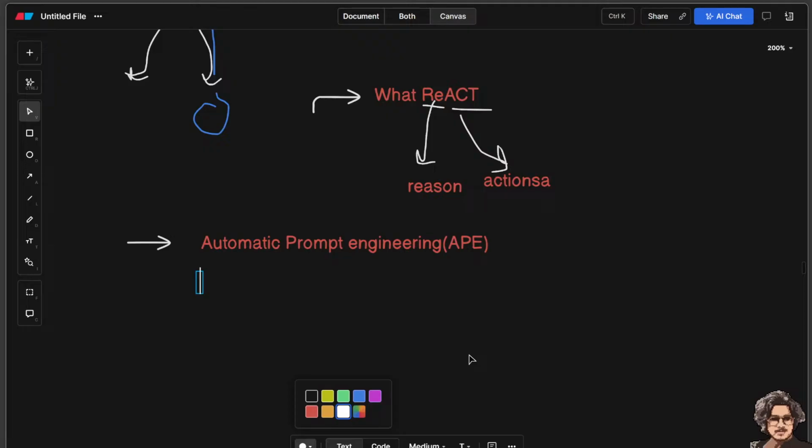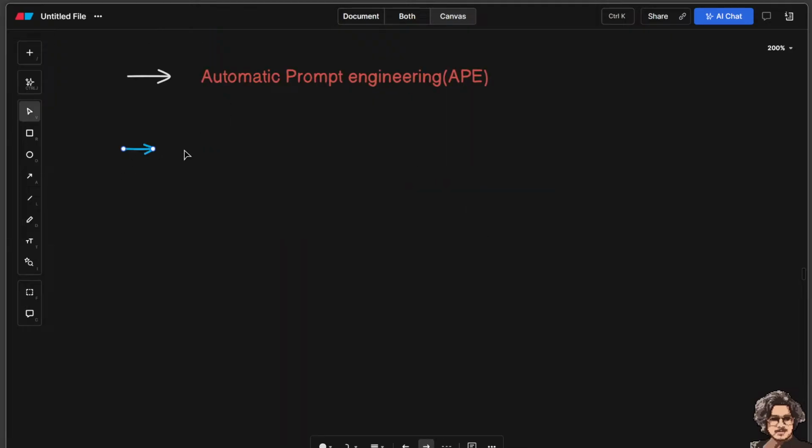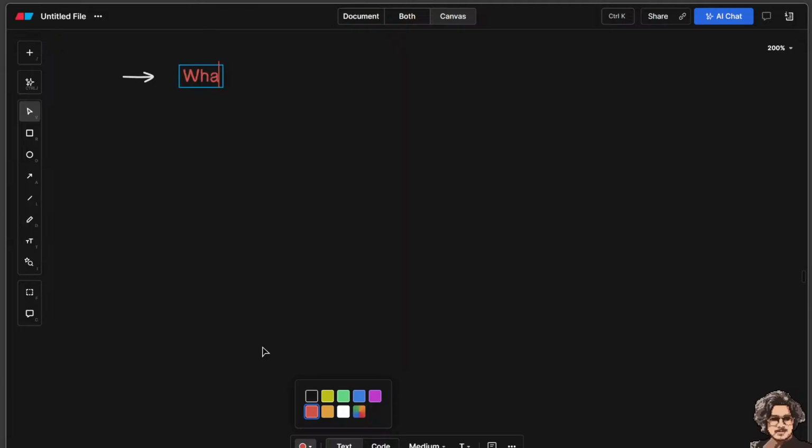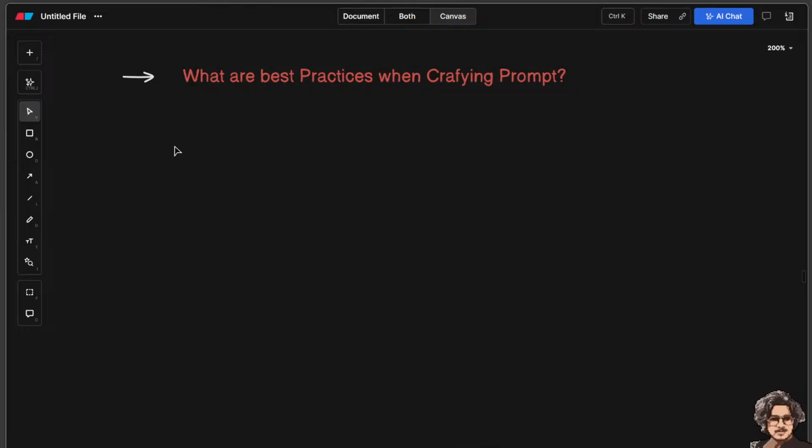One more thing, the most important and most valuable question we are seeing now: what are the best practices when crafting a prompt? So what do we have to think about?